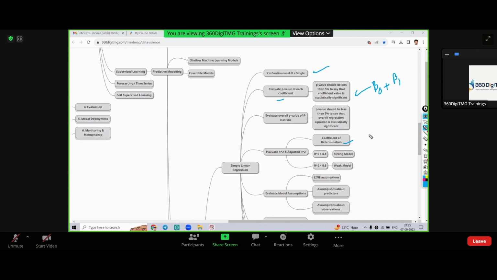Then you have the coefficient of determination, which is given by capital R square. If it is greater than 0.8, it is a good model. Less than 0.6 is a weak model. Then you also have something called small r, which is called the correlation coefficient. The range is from -1 to +1. If it is greater than 0.85, it is strong. Less than 0.4, it is weak. And between these two is moderate.